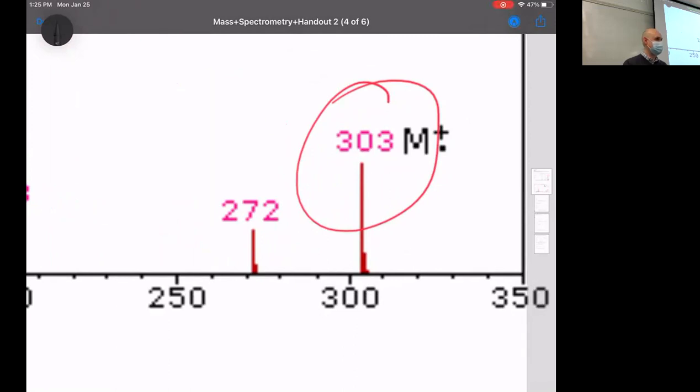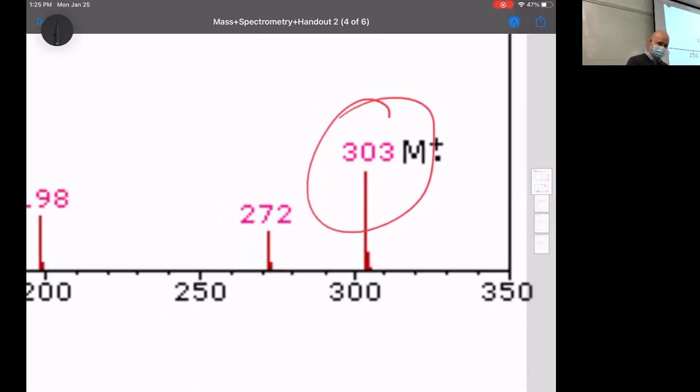That's due to the isotopes. And what is it telling you? You have some carbon 13. Is that okay? Sure. It's not very meaningful. All right.